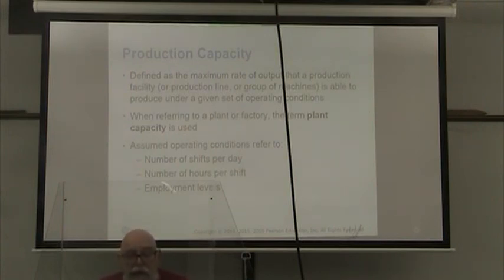Our production capacity is our maximum rate of output that our facility, production line, our group of machines, whatever, can produce under the operating conditions that we're going to be using. Often we will refer to this as a plant capacity when we're talking about a facility or a factory. Assumed operating conditions: number of shifts, number of hours per shift, and employment levels.